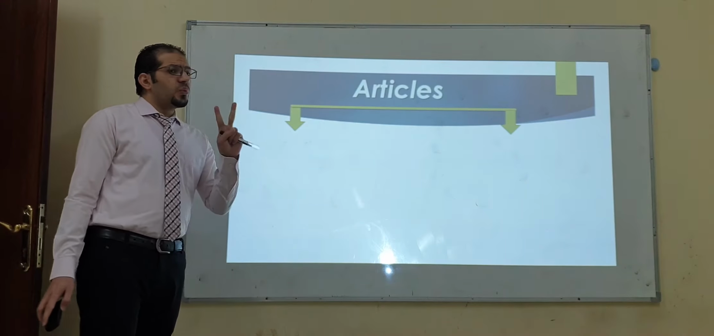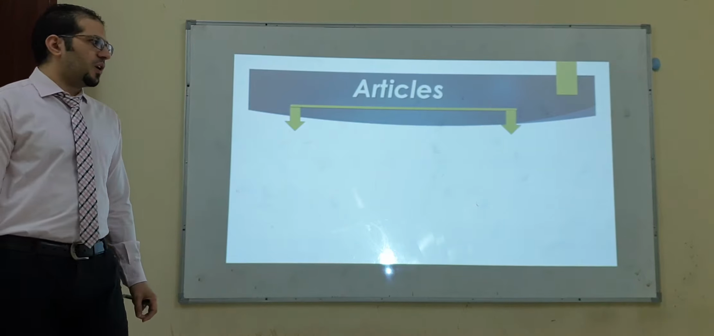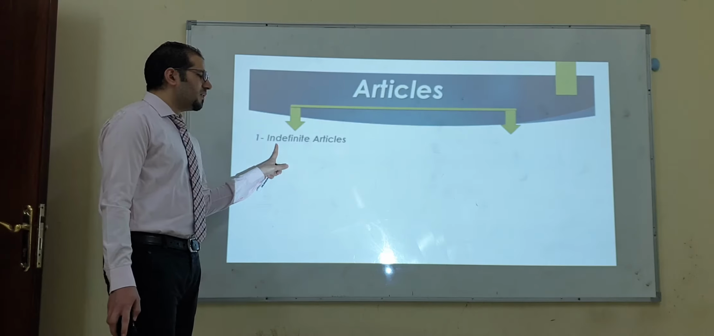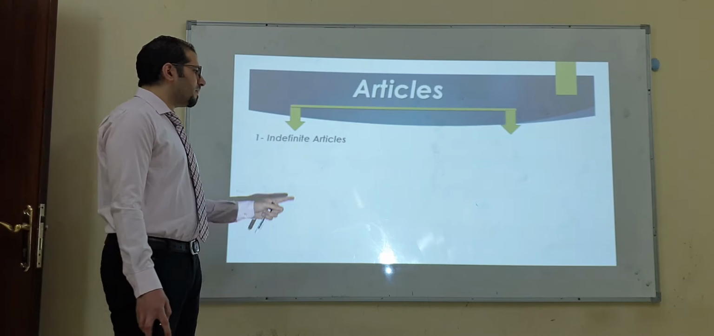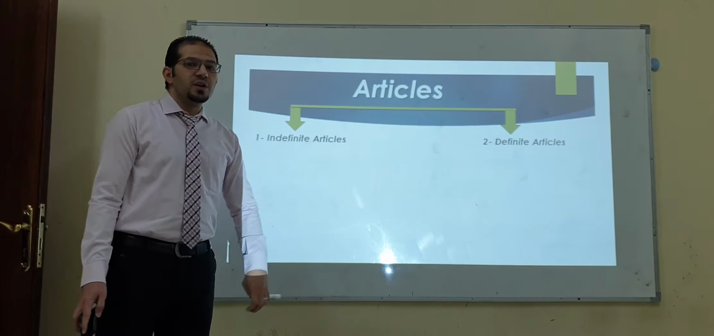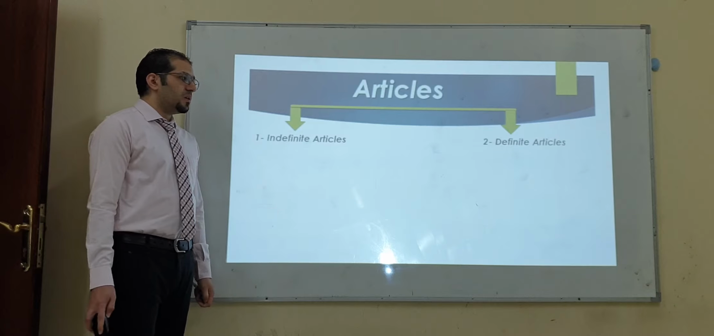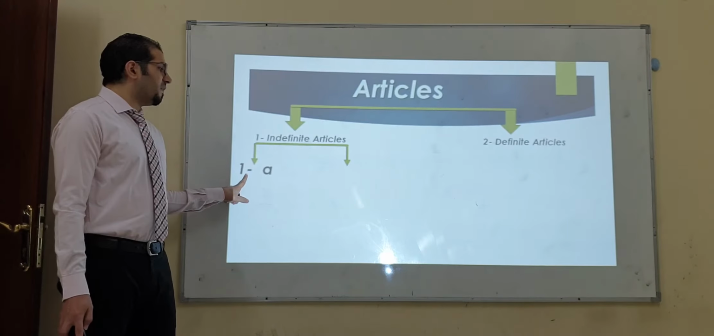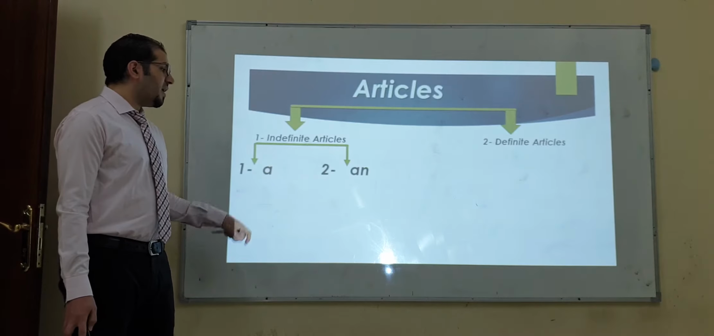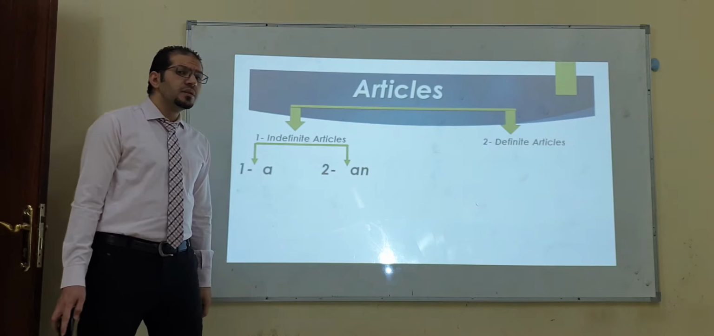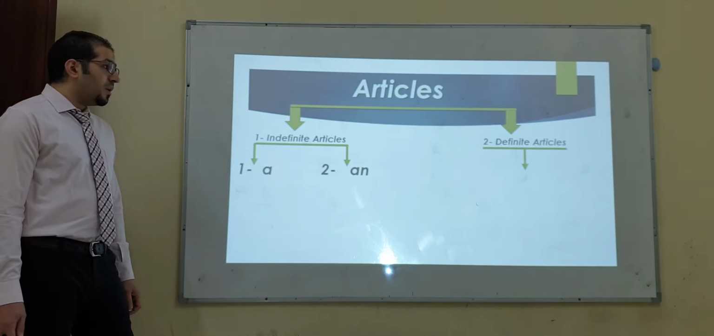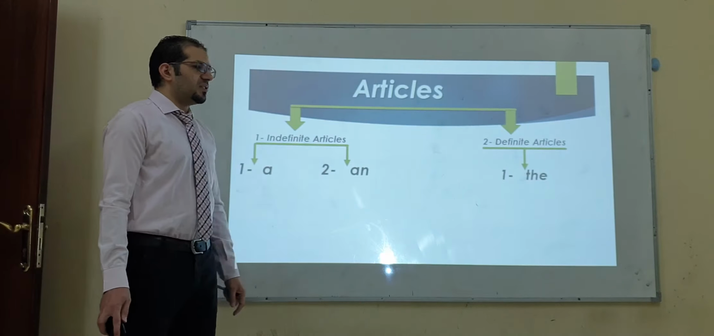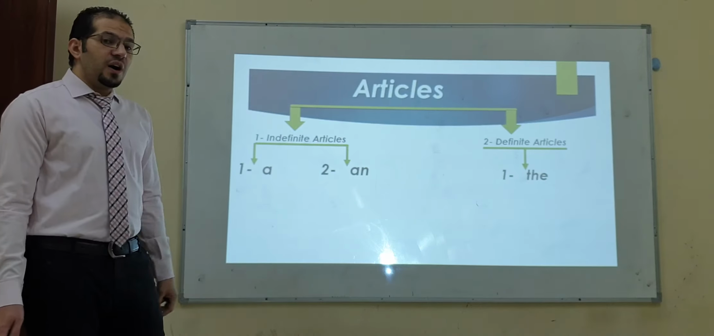In articles, we have two types of articles. The first one is indefinite articles and the second is definite articles. Indefinite articles are divided into two sections here, a and an. But for definite articles, we have just one here, it's the.